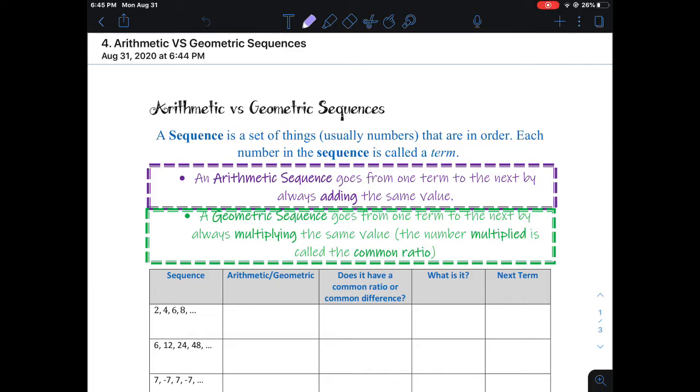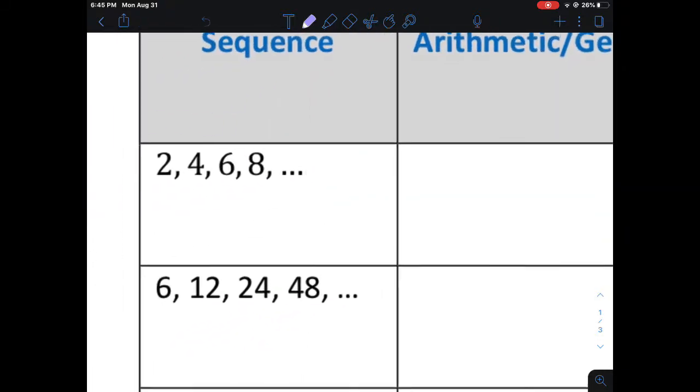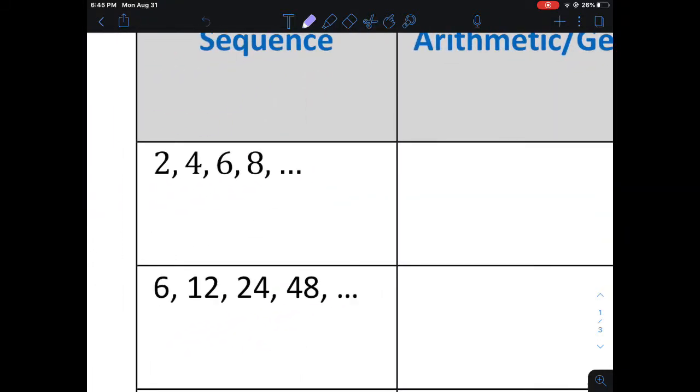So keep that in mind as we go through a couple of these, and then I'll let you go practice the rest on your own. So first one, 2, 4, 6, 8. So am I adding to get to the next term, or am I multiplying to get to the next term?